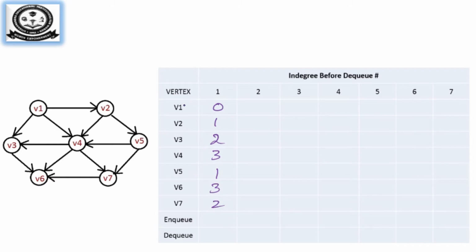Now among these we are sure that V1 is minimum, so we will push V1 and V1 will be printed. So now you will remove V1. V1 along with its edges will be removed from the graph.